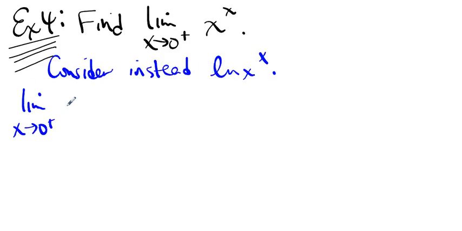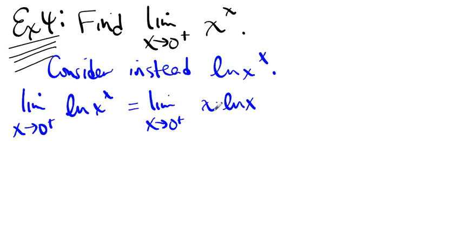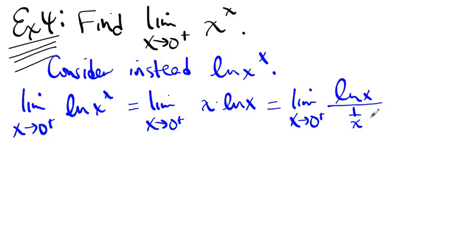So the limit as x approaches 0 from the right of the natural log of x to the x is the limit as x approaches 0 from the right, by laws of logarithms, of x times ln of x. That is a product. L'Hopital's rule does not apply to a product, so we need a way to rewrite this as a quotient. Well, I like ln x where it is. How do we bring the x into the denominator? That's right. Now we can use L'Hopital's rule on something that is infinity over infinity.